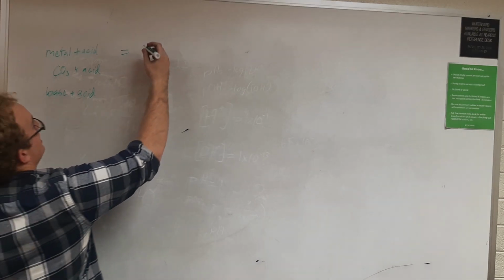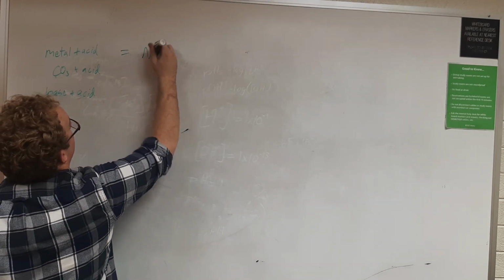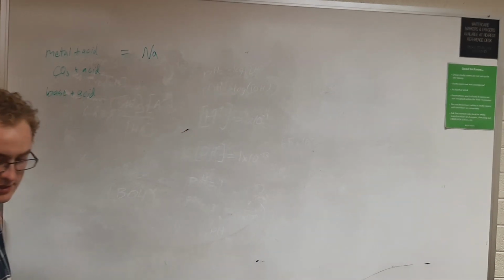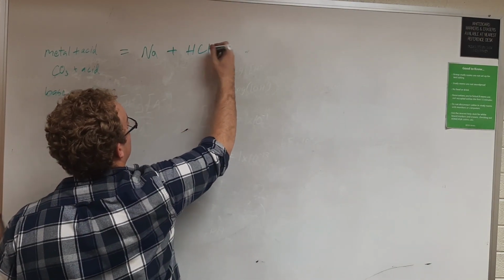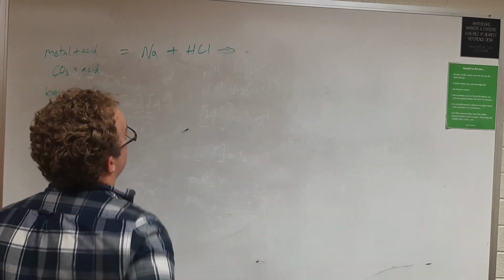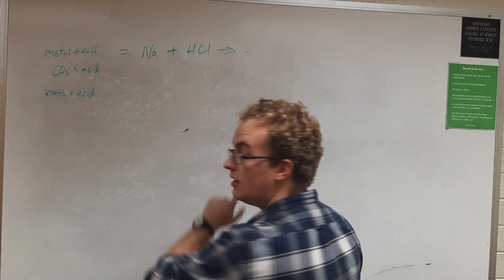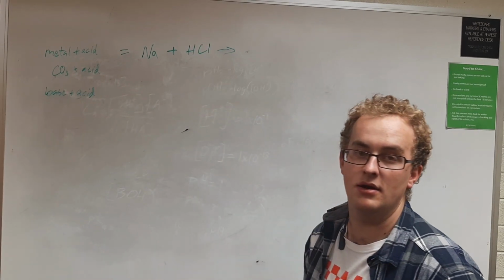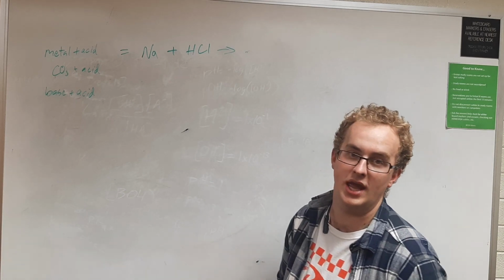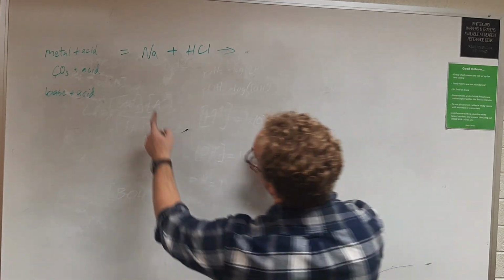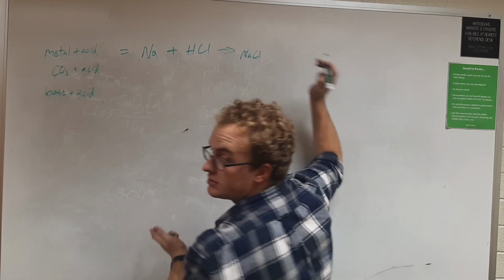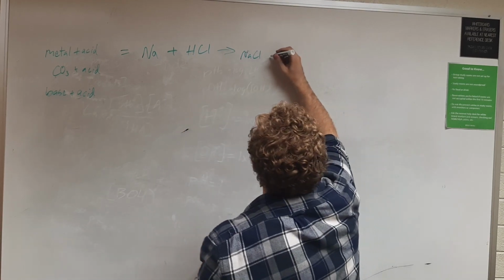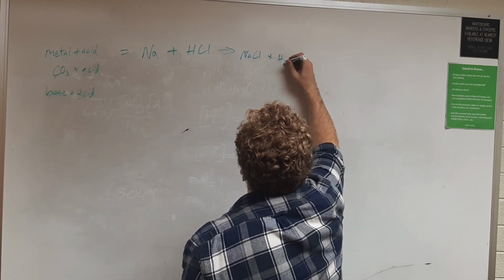But yeah, so let's say we have sodium plus hydrochloric acid. This is going to become a salt plus hydrogen gas. So a salt here would be sodium plus chlorine, NaCl. That's table salt, we eat that all the time. And then you're going to make hydrogen gas.